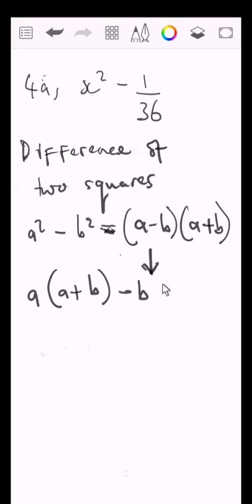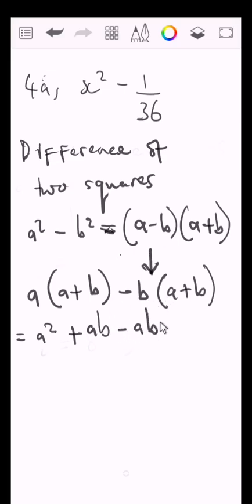Minus b, we multiply the second bracket, which is a plus b. A times a is a squared, then a times b is ab, minus b times a is minus ab. Arrange in alphabetical order to make things simpler. Minus b times b is minus b squared. So here a squared, ab minus ab is 0. So we are left with a squared minus b squared.